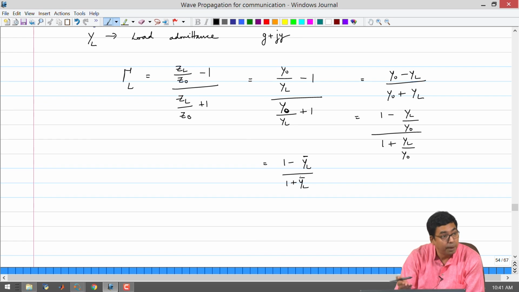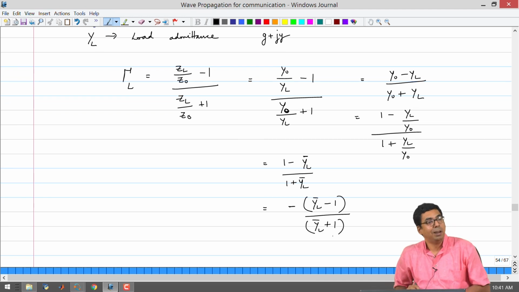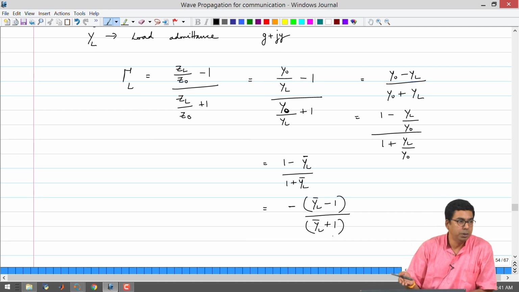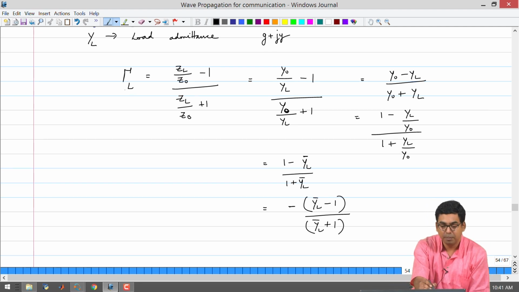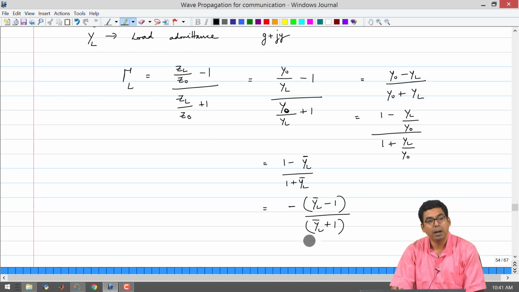You can go one step further and write this as minus (YL bar minus 1) divided by (YL bar plus 1). This will be the form of your load reflection coefficient calculated using load and transmission line characteristic admittances. So, if these values are given, the way to calculate gamma is going to be minus of (YL bar minus 1) divided by (YL bar plus 1).